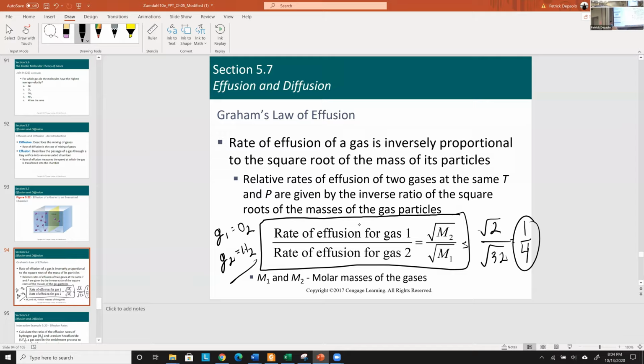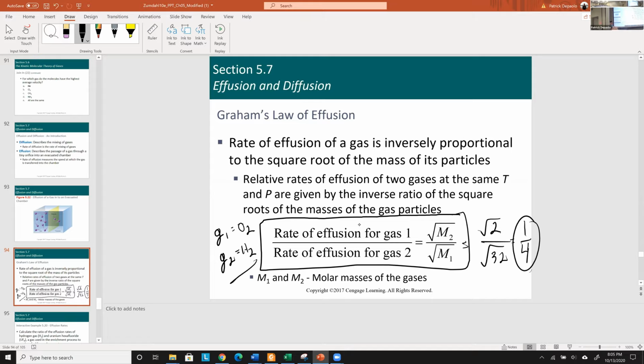And that ratio directly tells you, all right, the rate of gas 1 is 1, meaning 1 molecule per second, let's say. The rate of 2 is 4 molecules per second. And keep in mind, this is a rate. So it's not 1 molecule per 4 molecules, like I just said. It's 1 molecule per second compared to 4 molecules per second.